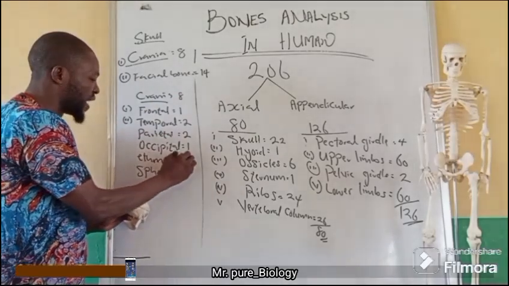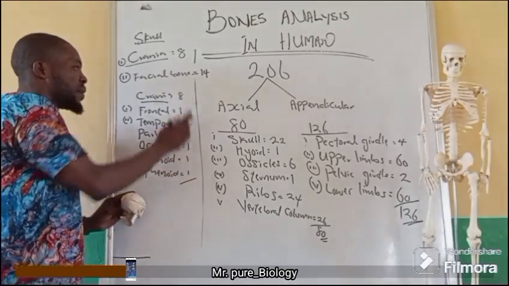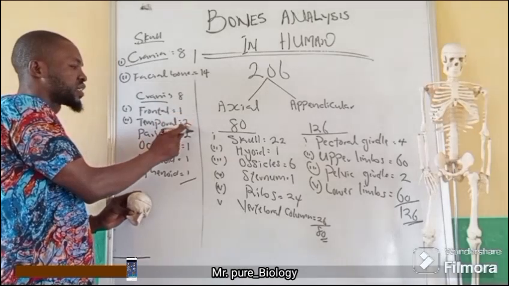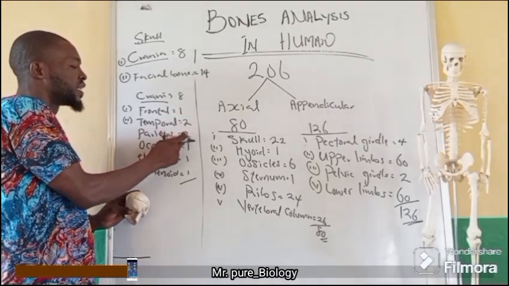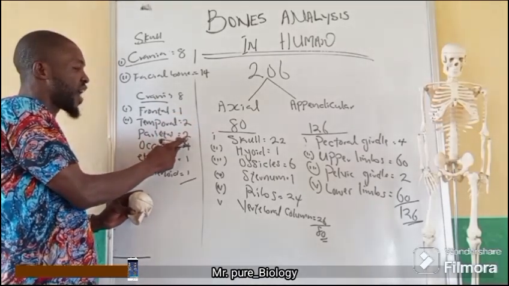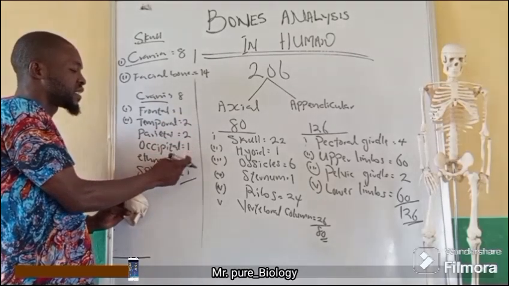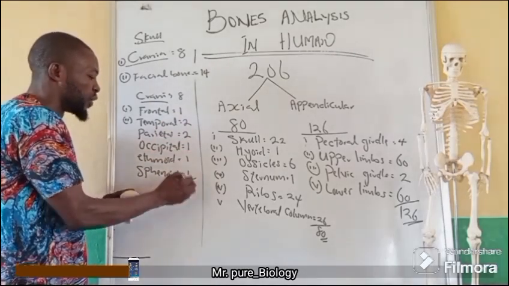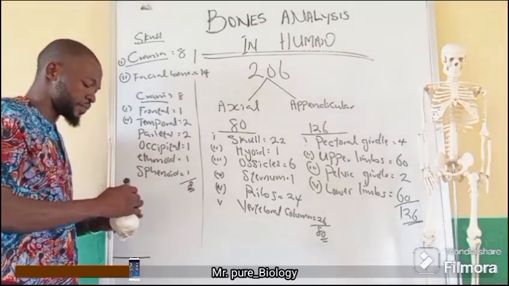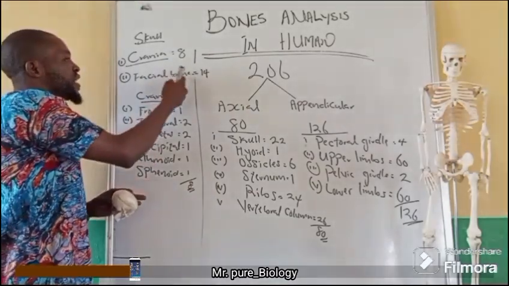Now, the ethmoid is 1, and the sphenoid is also 1. By calculation, we say 1 plus 3 plus 2, that is 3. 3 plus 2, that is 5. 5 plus 1, that is 6, 7, 8. That is the 8th bone of the cranium. Now we move to the facial bones.